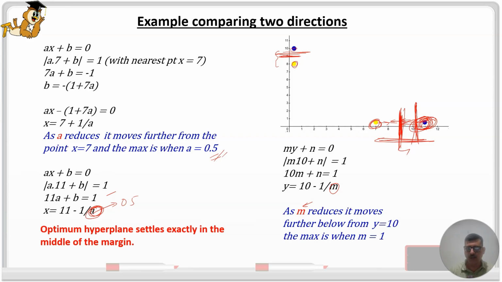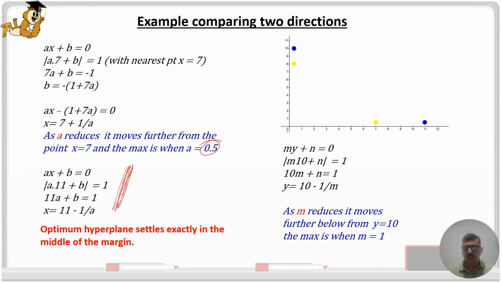It's no longer the blue point, right? So as you can see in this example, the maximum distance is accomplished when a equal to 0.5. Here maximum distance is accomplished when m equal to 1. Out of these 2 values, 0.5 is of course less than 1, which means that this hyperplane is going to be a better separator in terms of maximizing the margin compared to this separator, right? So that is how the underlying mechanism of the SVM works.